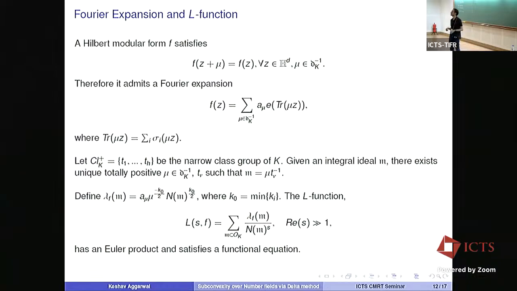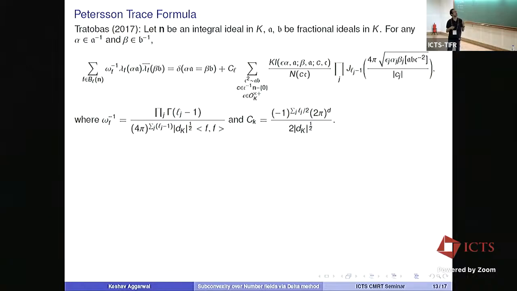So the point is that you can associate an L-function. It has an Euler product and satisfies a functional equation. So you can look at the problem from rational numbers to totally real number fields. And you do have a Petersson trace formula, which looks like this. This was written out by Andrew Knightly and Charles Li in a 2004 paper, a trace formula approach to the Petersson trace formula, but they did not quite explicate things over number fields. But in this paper of Tratobas, he did explicate things over number fields.